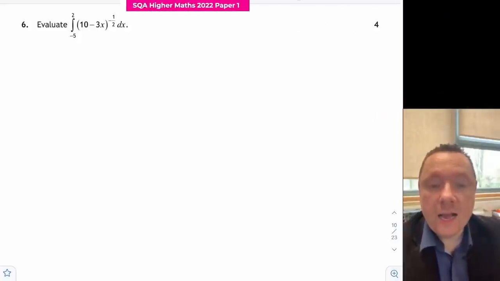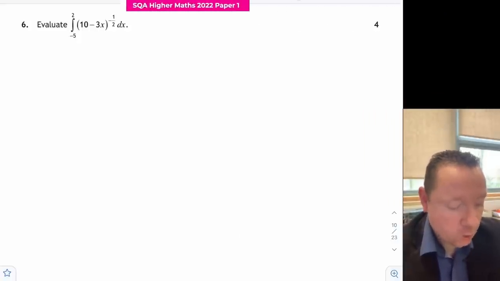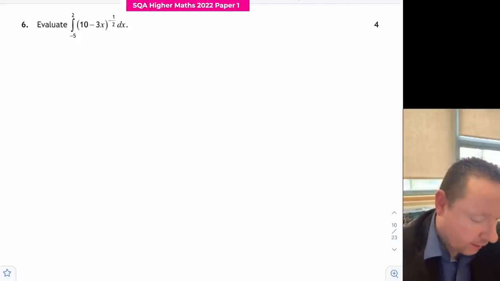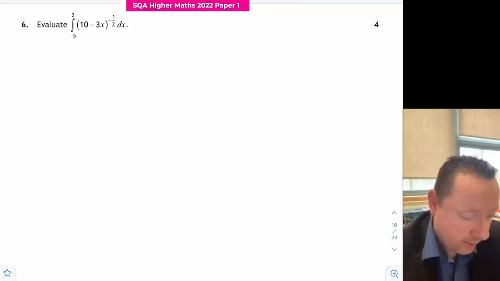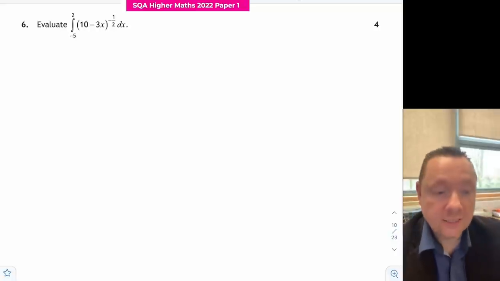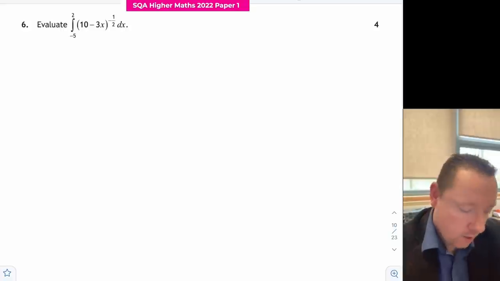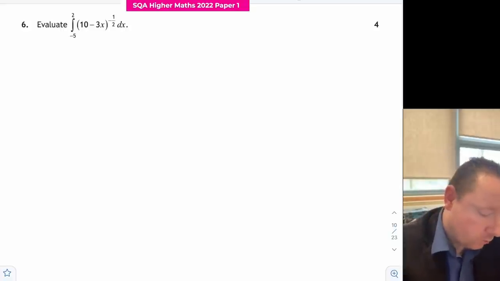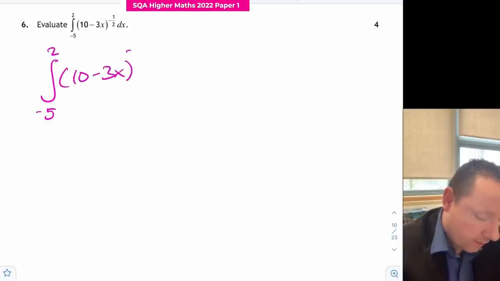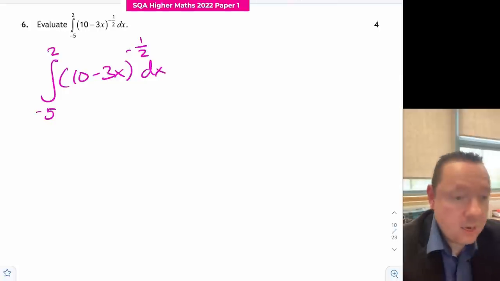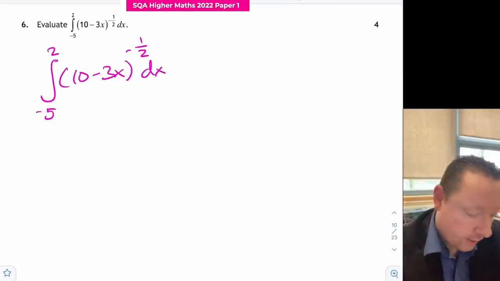SQA Higher Maths 2022, Paper 1, Question 6. Integrate between minus 5 and 2, 10 minus 3x to the power of minus 1/2 dx. Okay, let's start working on this. So we've got the integral of minus 5 and 2 of 10 minus 3x to the power of minus 1/2 dx. Well, we could start to integrate this by adding 1 to the power. So we've got 10 minus 3x to the power of 1/2.